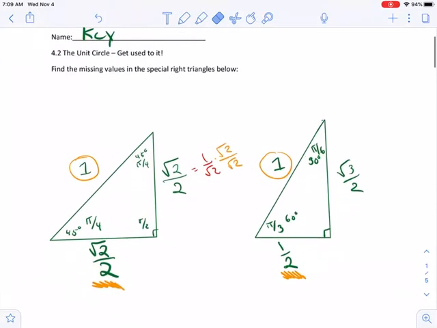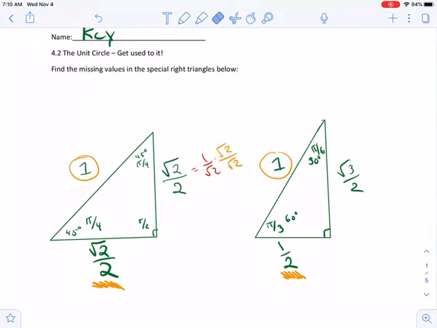Your start here would be that there are two special right triangles, and at this point we should know that they're 45, 45, 90 triangles. You could also call them pi over 4, pi over 4, pi over 2 triangles. And you've got this 30, 60, 90, which in radians is pi over 3, pi over 6, pi over 2. And on both of these, I give you a hypotenuse of 1. And that's going to be useful later on.